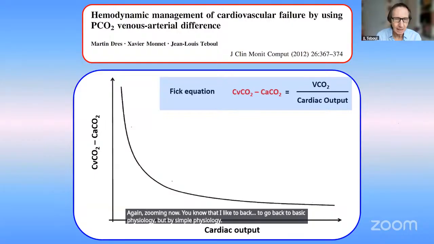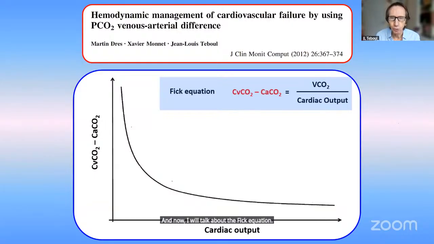And now I will talk about the Fick equation applied to CO2. Before, I talked about the Fick equation applied to oxygen. Now to CO2. According to this Fick equation, the difference in CO2 content between the mixed venous blood and the arterial blood equals the VCO2 divided by cardiac output. And again, the relationship is not linear, but hyperbolic, like this.